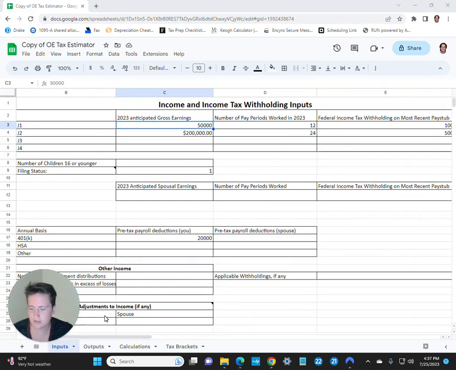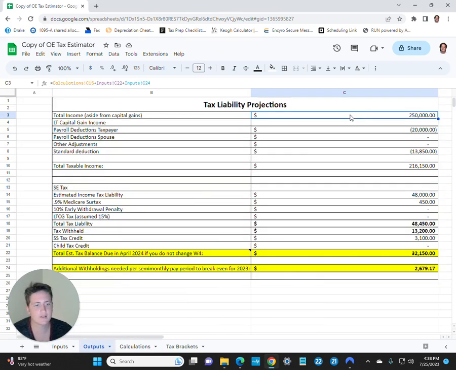Now let's take a look at how this scenario plays out, to see if they're withholding enough to meet their tax liability for the year. This first cell is the total earned income, or total income overall, aside from long-term capital gains, because those will be taxed at a different rate. That's $250,000 there. And then $20,000 in 401k contributions are being excluded from income.